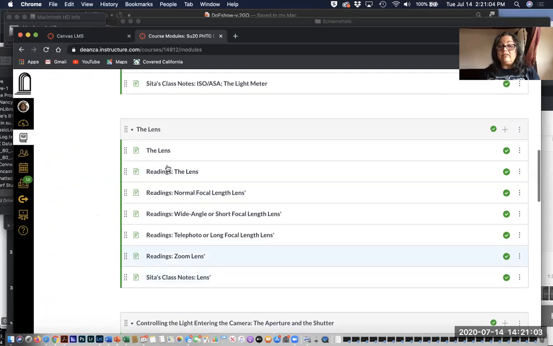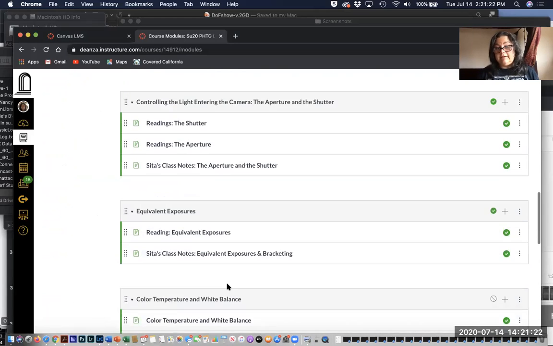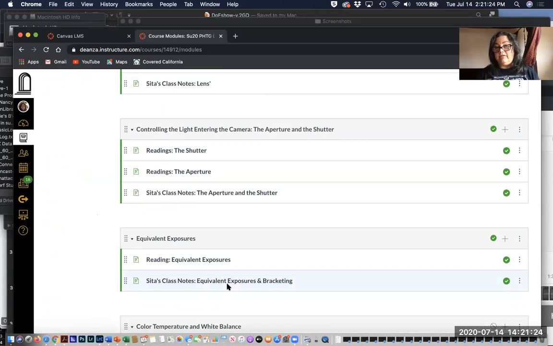The lenses, the different types of lenses, why you would use different lenses. Controlling the light entering the camera, the aperture and the shutter. So again, I want you to know the aperture and shutter settings that I gave you, which is not to say they're different from others, it's just that they are specific, the whole stop numbers. Equivalent exposures, there's a reading for it, and then my class notes.